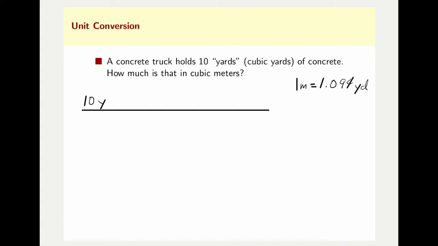Draw a bracket. 10 yards cubed. So I need yards in the denominator. I use my conversion factor. But I'm not done. I have 1 yard here. I've got 3 yards up there. So I have to do the same conversion 3 times to cancel all 3 of those yards. So let's do it again. And a third time.